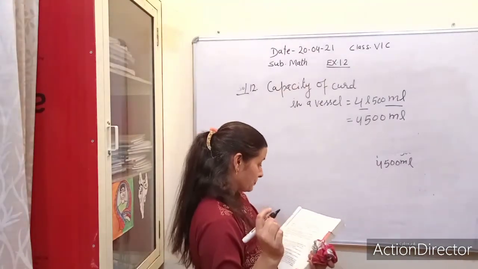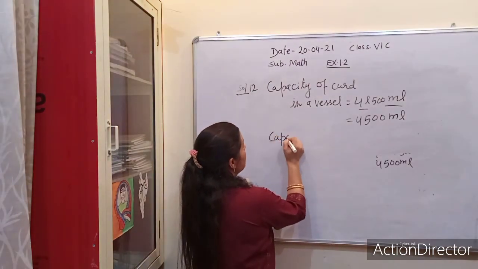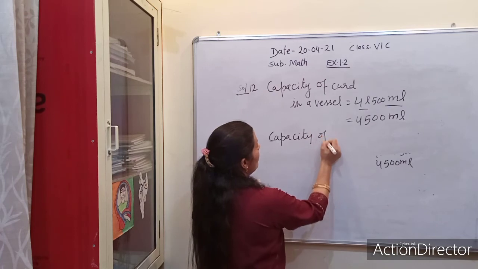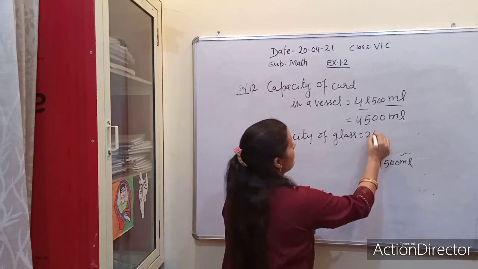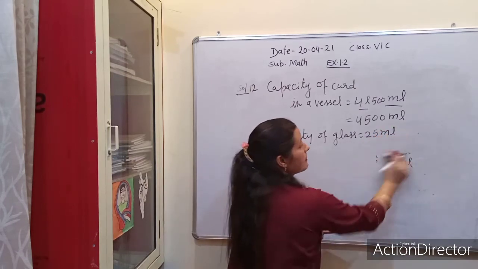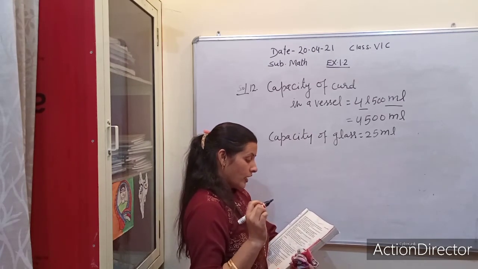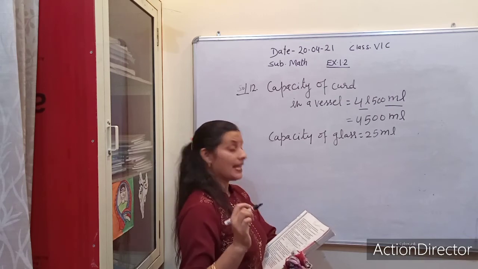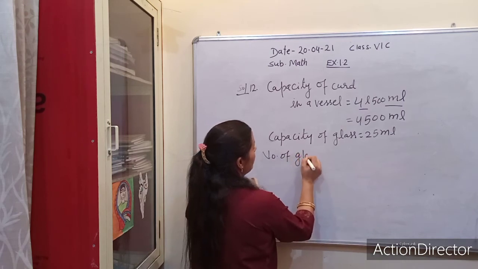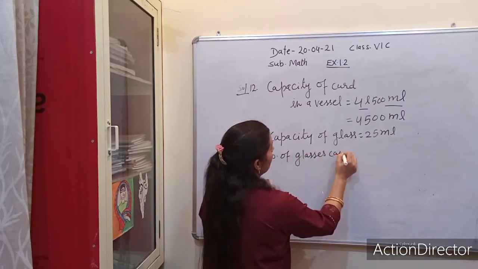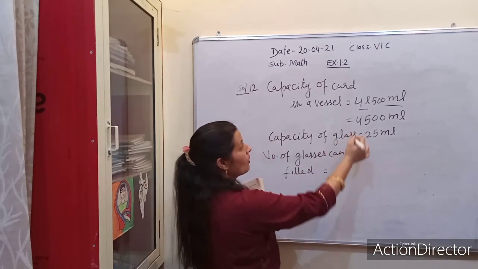Now it is asking, and the given capacity of glass is: capacity of glass equals 25 ml. Capacity of glass is given as 25 ml and it asks how many glasses, each of 25 ml capacity, can be filled. The number of glasses that can be filled: again we will do division.